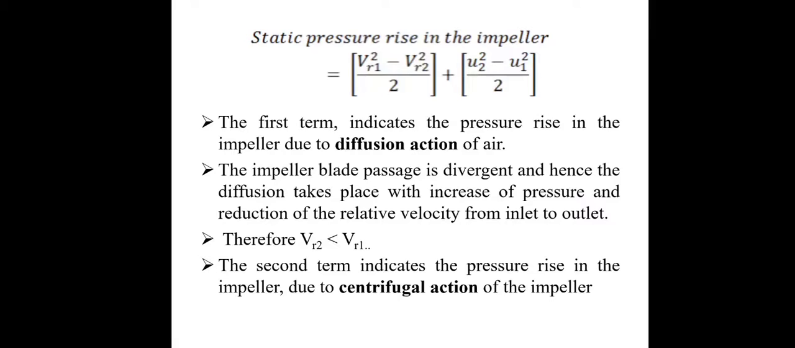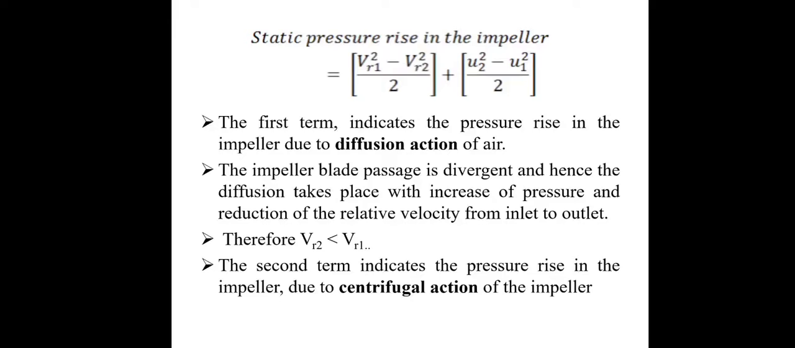That means when the air passes through the impeller, its velocity is decreasing and the pressure is increasing due to the diffusion action of the air. Since the impeller is a divergent one, a diffusion action is taking place there. So the velocity at outlet is less than velocity at inlet. Therefore, (VR1 square minus VR2 square) by 2 and (U2 square minus U1 square) by 2 gives the centrifugal action of the impeller. So due to the centrifugal action of the impeller, the pressure is rising.